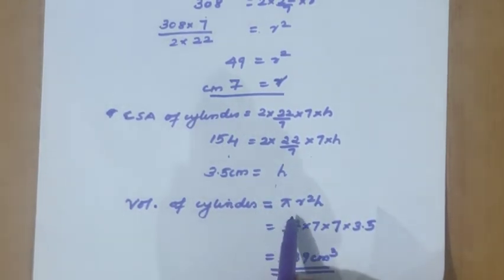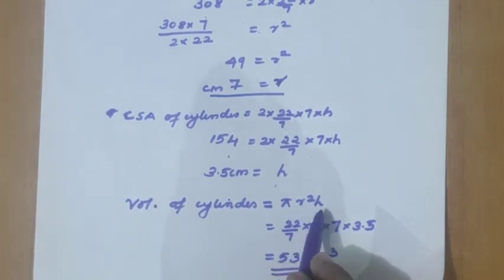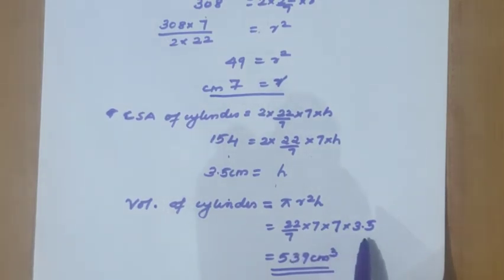So volume of the cylinder is pi r square h. So for finding volume of the cylinder, r as well as h we got. So we can substitute now 22 by 7 into 7 into 7, that is r, into h, that is 3.5. So if you multiply and solve, we will get 539 centimeter cube as the answer.